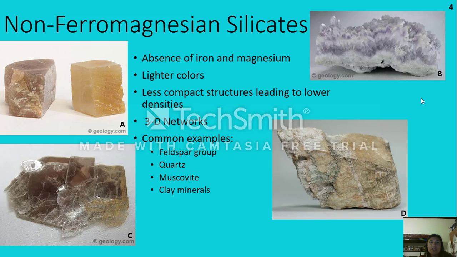Non-ferromagnesium silicates tend to be 3D networks, sometimes along with sheets of tetrahedra. Common examples include the feldspar group, quartz, muscovite, and clay minerals. The clay minerals are represented by serpentine in Figure D.